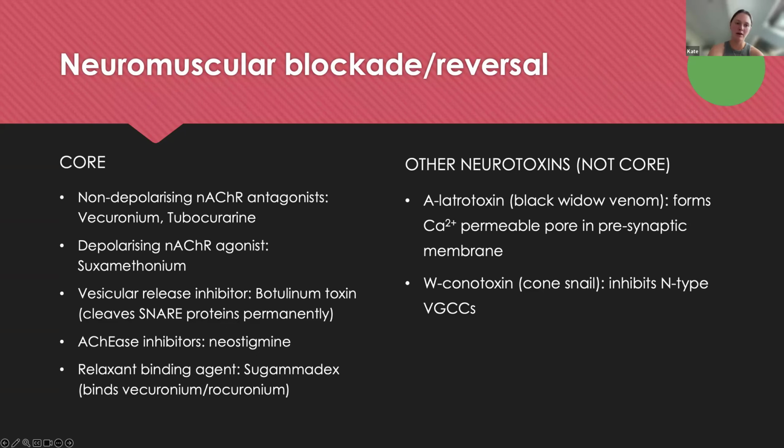Depolarizing blockers like suxamethonium are agonists to the nicotinic receptor, and they open them and cause paradoxical depolarization. There's initial muscle contraction and then there's relaxation. So this blocker will eventually get broken down and transmission begins again. It's actually broken down by something called pseudocholinesterase. So suxamethonium is broken down by pseudocholinesterase.